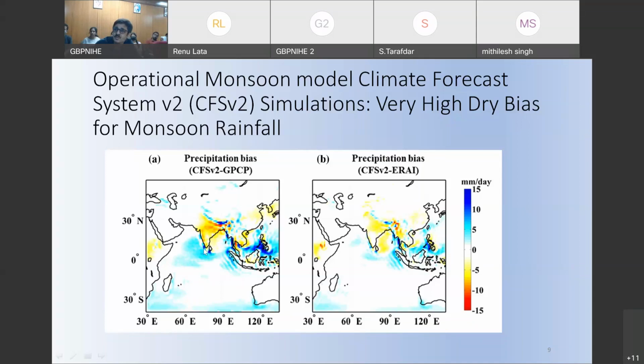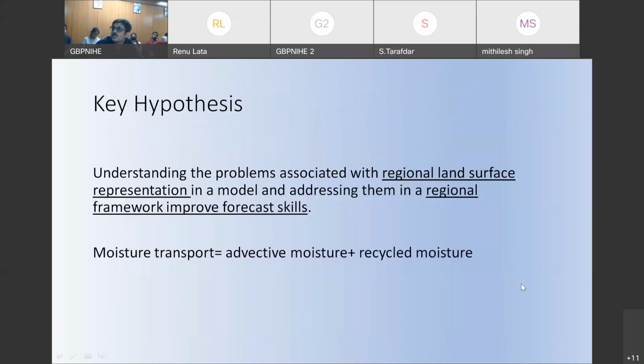The other thing you can see is that normally these models produce a lot of rainfall over the ocean. You can see over the ocean there is blue, which means there is a wet bias. Over the ocean there is blue, and over land, these models are producing less rainfall. So the idea here is, can we improve that? So what we did: the idea is that understanding the problems with regional land surface representation in a model and addressing them in a regional framework will improve the forecast skill.